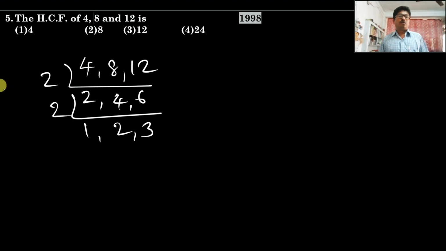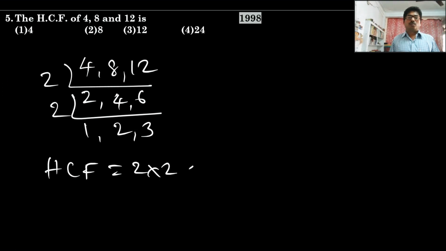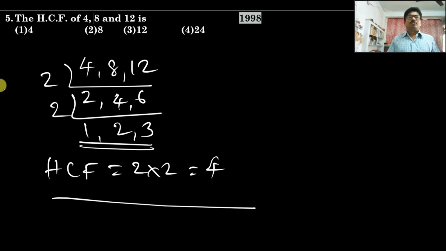You may take the 4 table also directly. So the HCF of these numbers is 2 into 2, which is 4. We don't take these remaining numbers; in LCM only we take them and multiply. So the answer is 4, option 1.